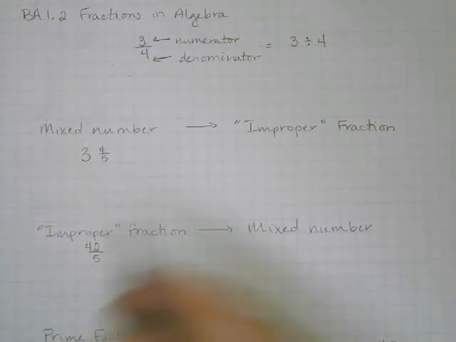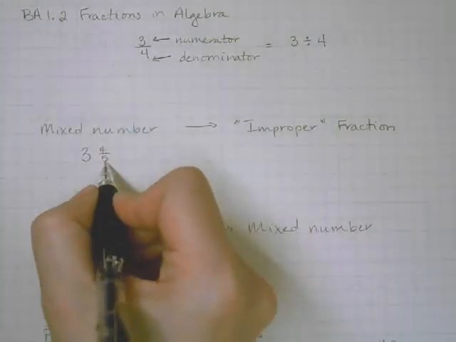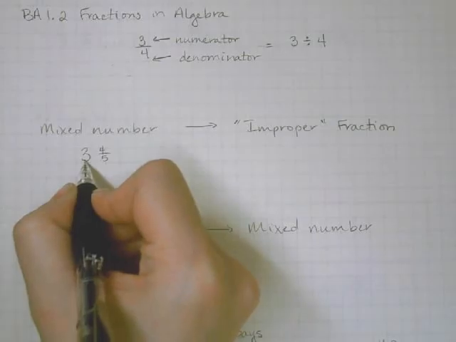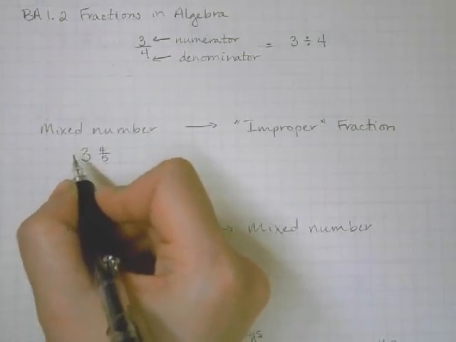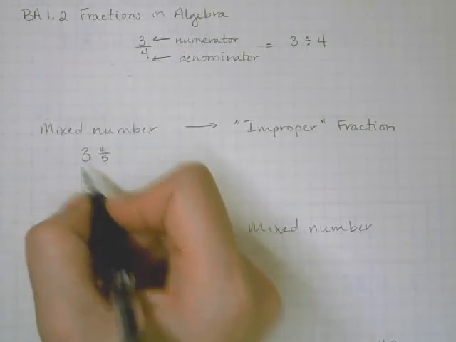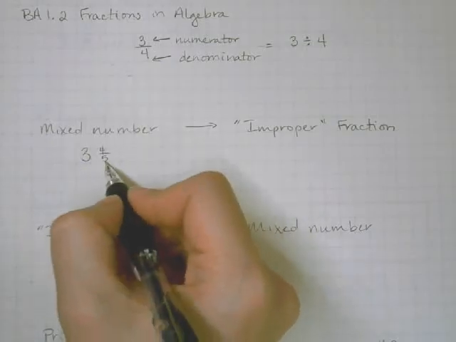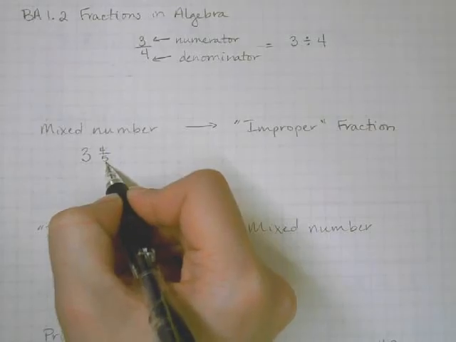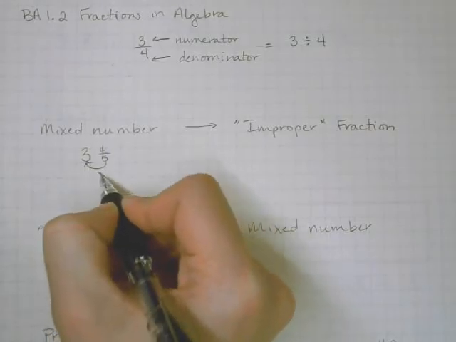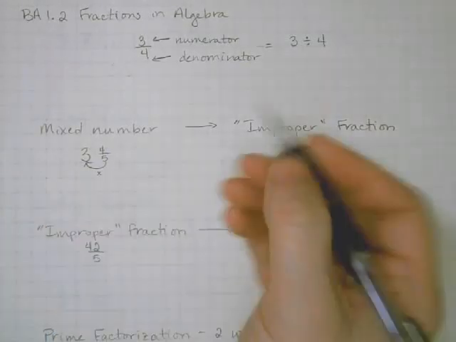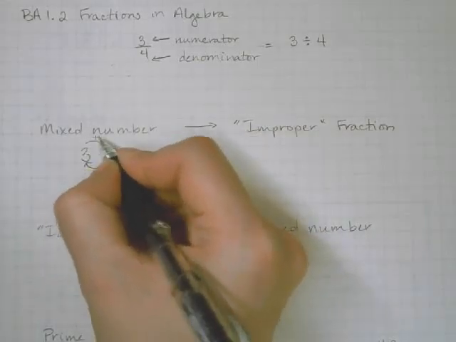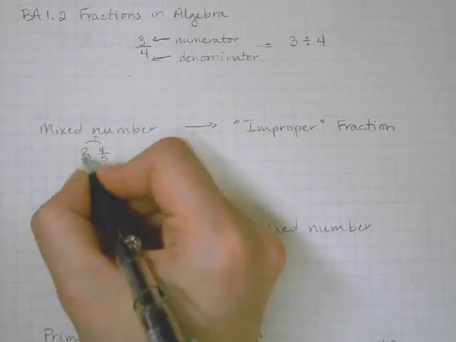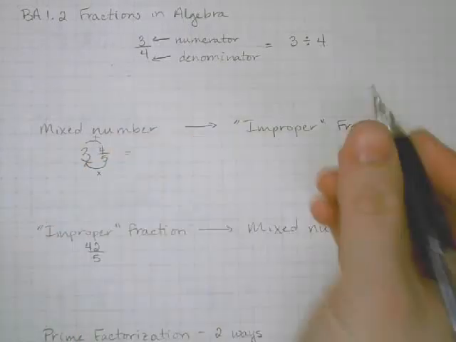So 3 4/5. It's important to note that 3 is actually 5/5 3 times. So what I'm going to do is take this denominator and multiply it by 3. So 15. And then I'm going to add that to the 4. So 15 plus 4 equals 19/5.